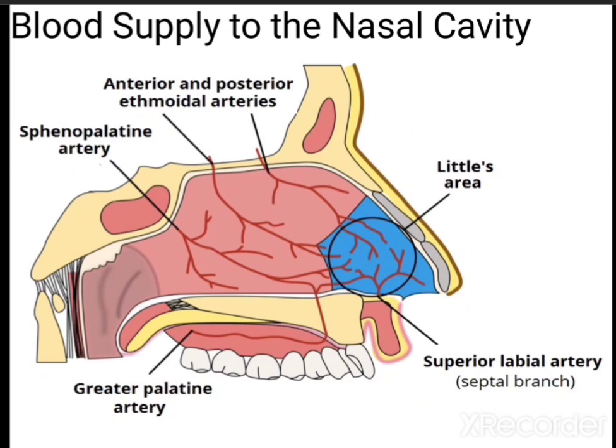So here we can see the blood supply of the nasal cavity, where the anterior and posterior ethmoidal arteries and the sphenopalatine artery are supplying. Then there is an area known as Little's area, which is the communication point of the superior labial artery, sphenopalatine artery, and the anterior and posterior ethmoidal arteries.